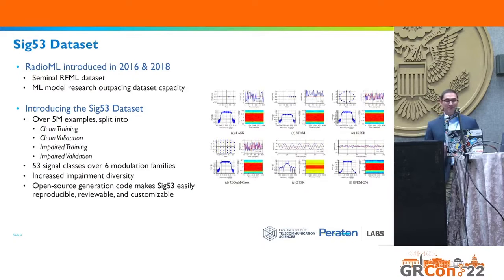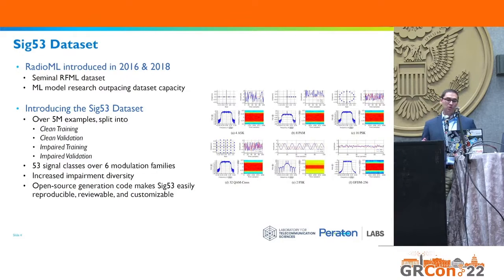As you might have guessed from the title, SIG53, we are introducing 53 signal classes within this dataset. Within these 53 classes, they all come from the same 6 modulation families. So one thing that I'm showing on the slides here is just one example, or one signal class, from each of these families, where we have an ASK family, a PAM family, a PSK, QAM, FSK, and OFDM.